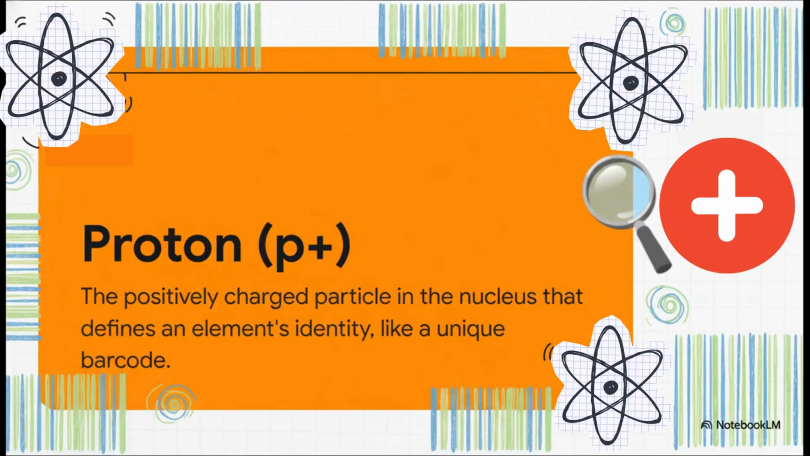And then you have the electron with a negative charge, and it's the energetic one just zipping around the outside. Let's talk about the proton first, because this particle is the VIP. It's the boss. Why? Because the number of protons an atom has is what gives it its identity. An atom with one proton is always hydrogen. An atom with 6 protons is always carbon. It's non-negotiable, like a unique barcode that tells you exactly what you're looking at.